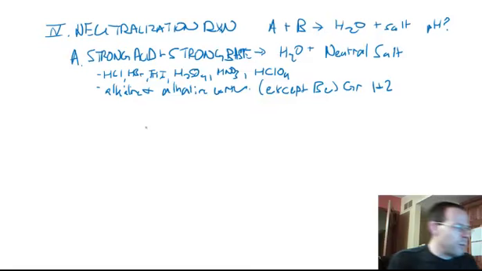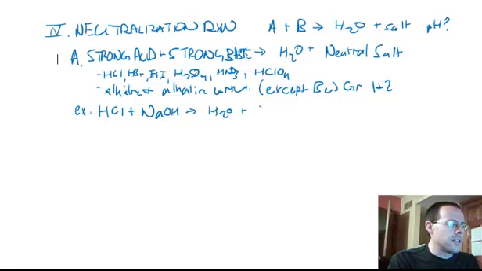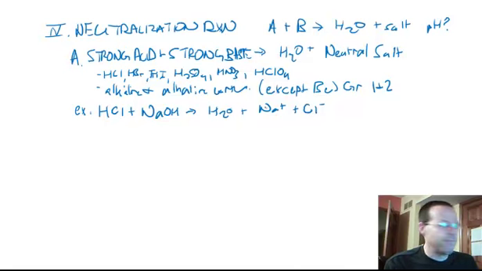Okay, so we might just have an example. We're going to do an example of all these. Probably our easiest example is hydrochloric acid plus sodium hydroxide, and these give us water, and they give us really sodium ions floating around and chloride ions floating around. Or we might just write that as sodium chloride. But again, this is the anion of a strong acid, and this is a group 1 metal.